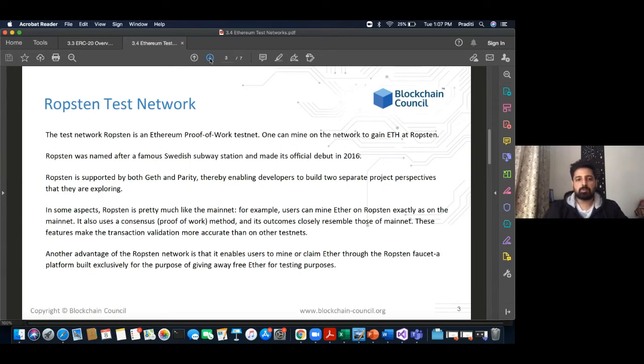In some aspects, Ropsten is pretty much like the mainnet. For example, users can mine ethers on Ropsten exactly as on the mainnet. It also uses a consensus, which is a proof of work method, and its outcomes closely resemble those of the mainnet. These features make the transaction validation more accurate than the other testnets.